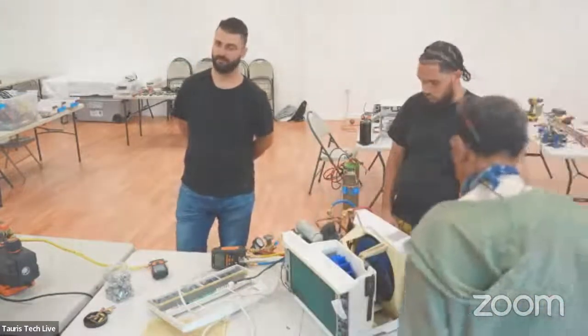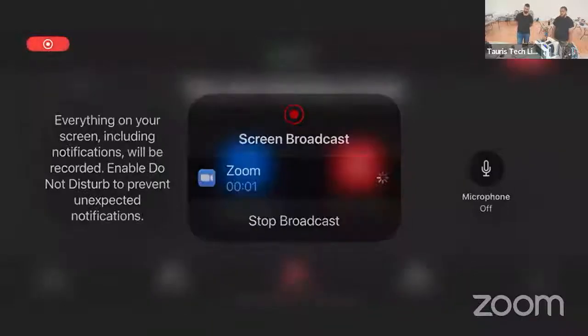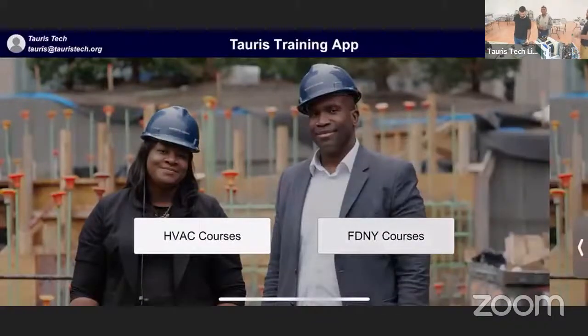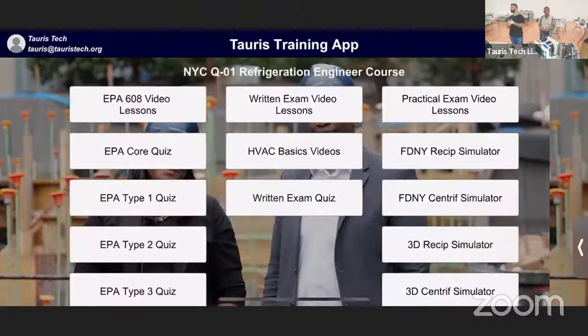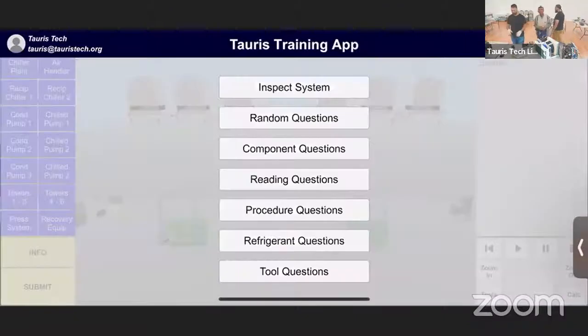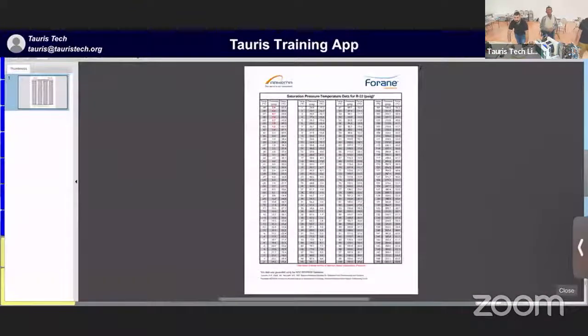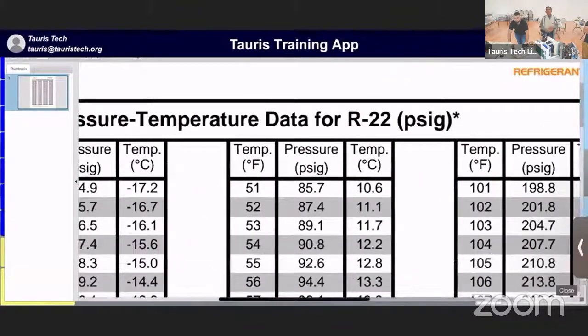Okay, let's see. So this is in the Taurus training app here. Let's look at it. I open up my PT chart here. All the PT chart is telling me is, according to that pressure, so this is R22, I have a pressure of 85.7, right? At 85.7, R22 will boil at 51 degrees.